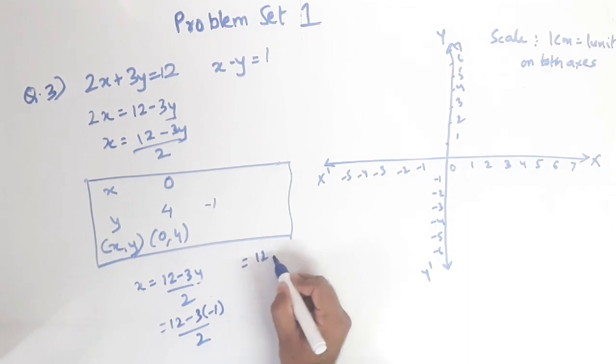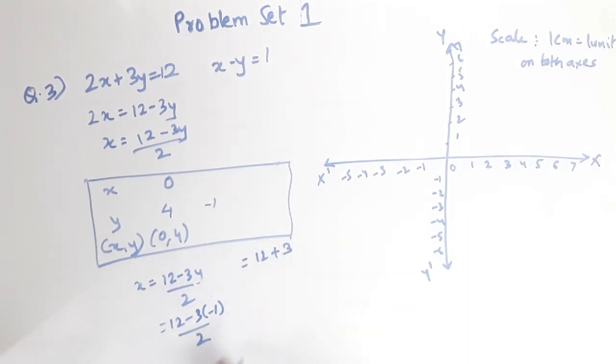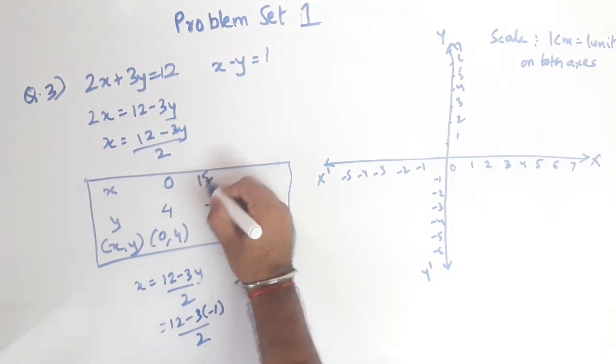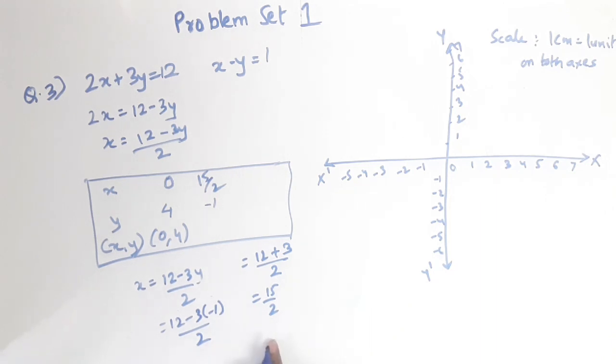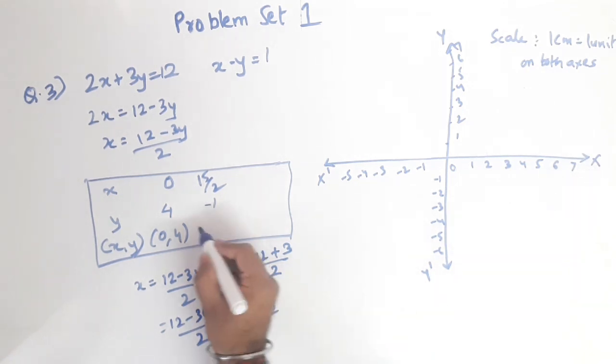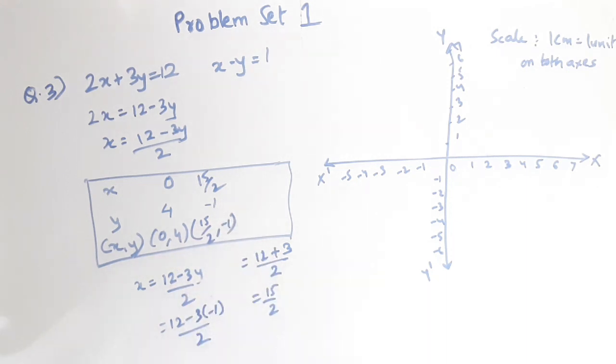So this becomes 12 plus 3. This will become plus 3 upon 2. So that is 15 upon 2. Okay, 15 upon 2, children, you can easily calculate and divide and you will get 7.5. So here it will be between 7 and 8. So the points are 15 upon 2 comma minus 1.